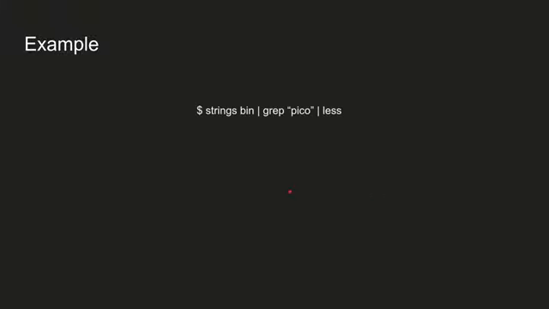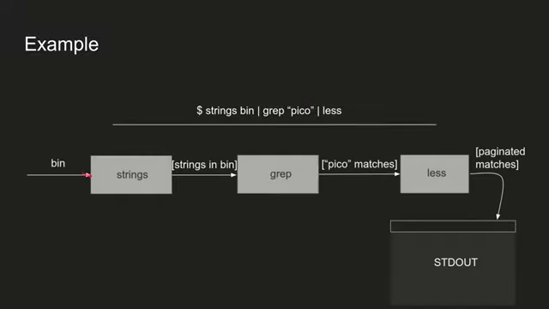Slightly more complicated command is this: strings bin, pipe to grep, grep for pico, pipe to less. So the first step finds all the strings in bin, and then grep searches for any matches with pico. And then all those matches are paginated and sent to the terminal window.